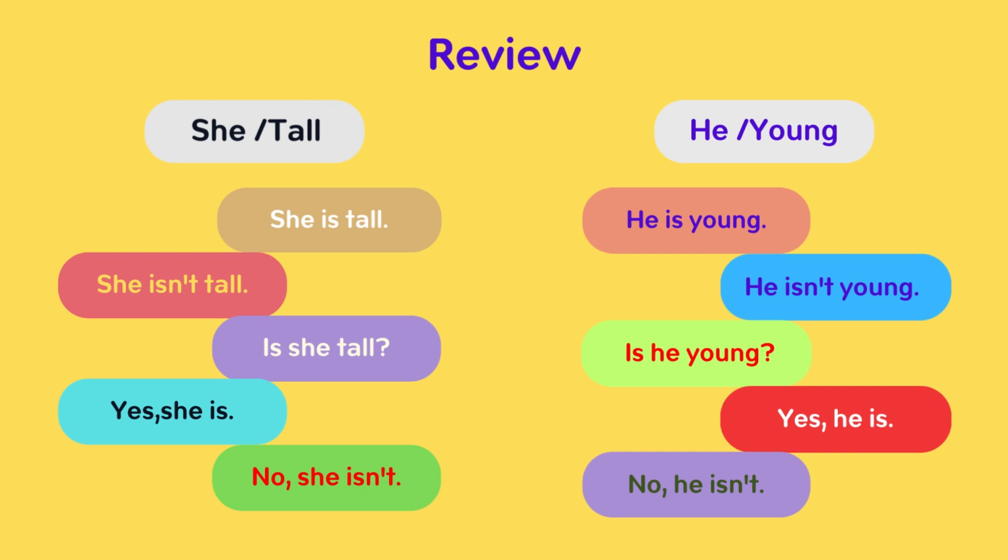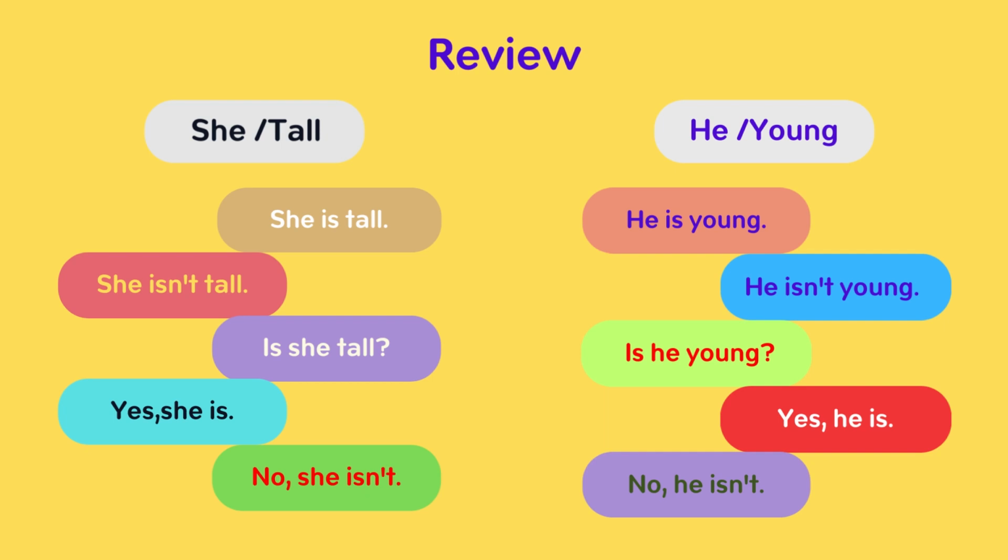Now it's time to review what we have learned. You can see on the screen we have two words, she and tall. With these two words, we can make affirmative, negative, question, positive answer, and negative answer. Now, let's see. She is tall. She isn't tall. Is she tall? Yes, she is. No, she isn't.